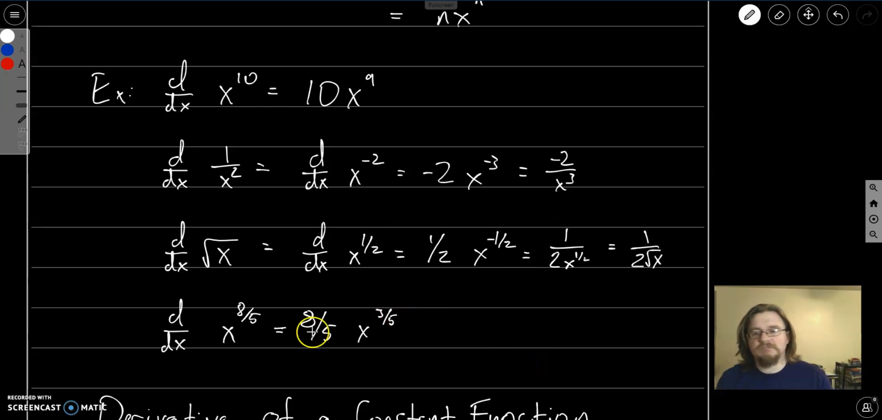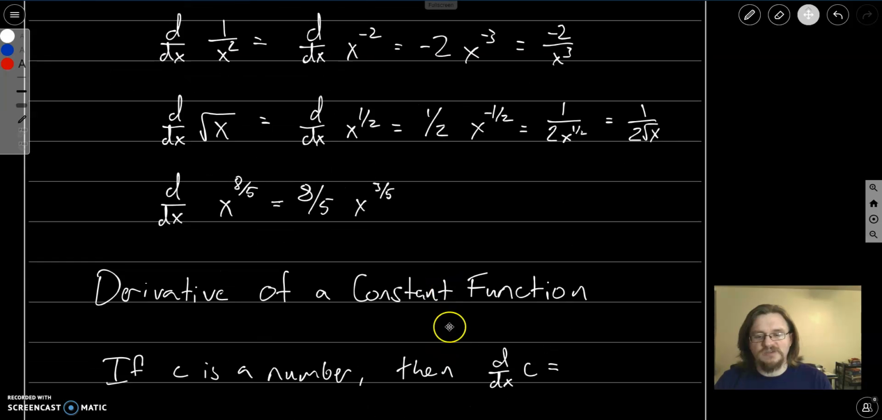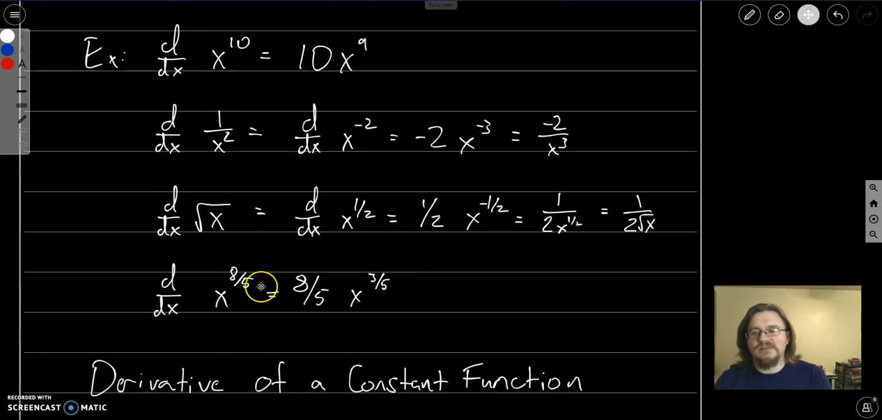It's going to be 3/5. Easy peasy. When we're using the power rule for these single term polynomials, or for these x to some power, it's very straightforward, and these are the sorts of derivatives that we like to take.